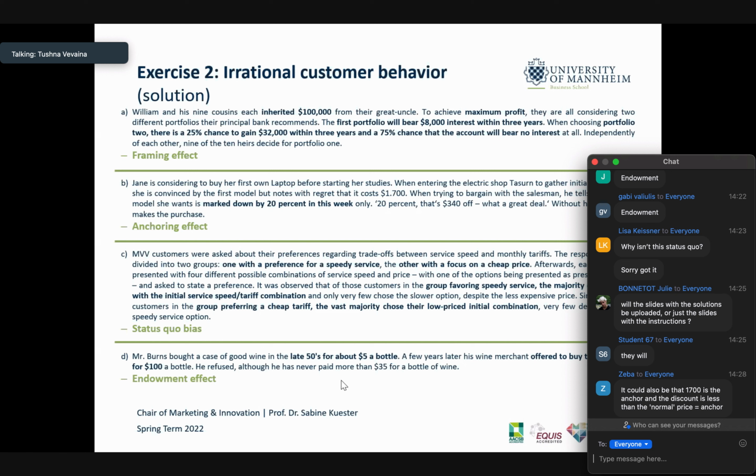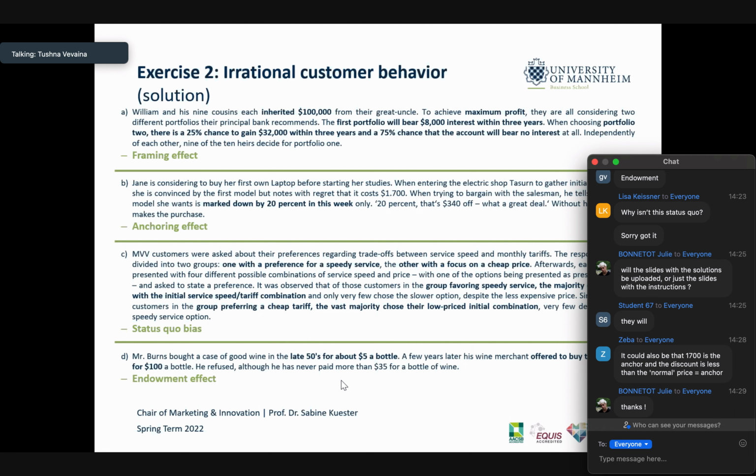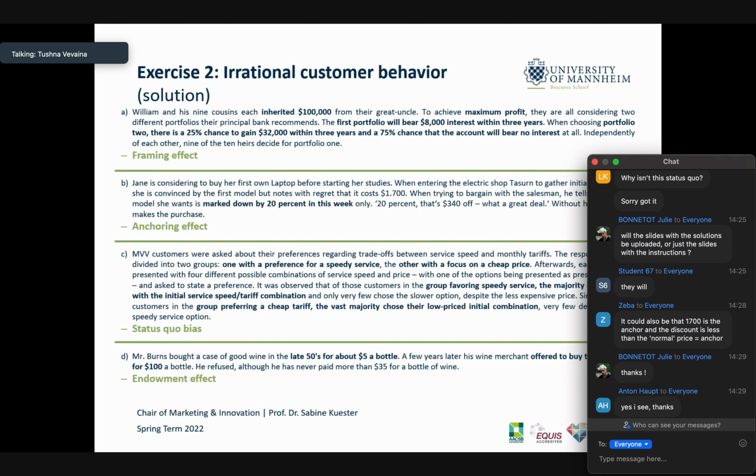So the anchor is less than the normal price. Exactly. So for example, it's basically trying to show how people would respond to discounts or would respond to a price. And even if they don't have something in mind, this is just one way in which you use marketing strategies to get a person to purchase the product.